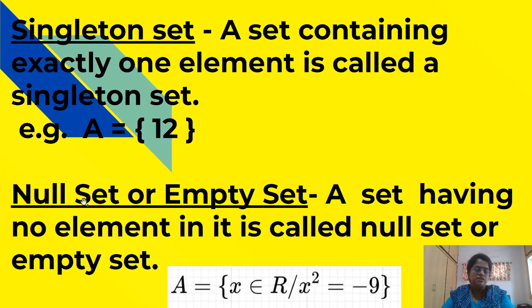Now we will see the definition of null set or empty set. A set having no element in it is called a null set or empty set. For example, A = {x belongs to R such that x square is equal to -9}. Such an x does not exist which will satisfy x square is equal to -9, and therefore there does not exist such an x belonging to R, and therefore the set A doesn't contain any element and therefore it is an empty set or A is a null set.